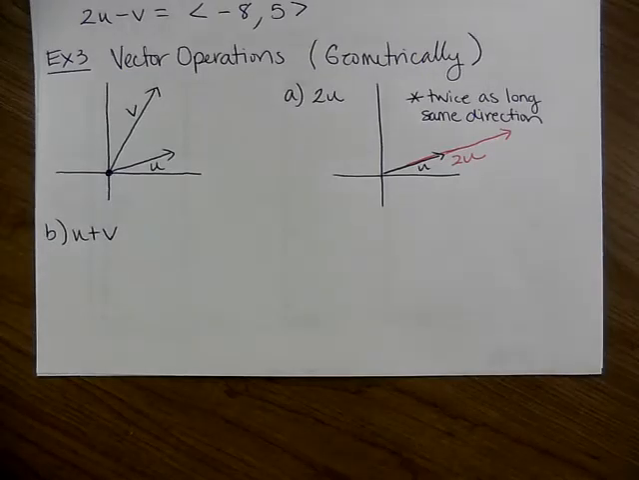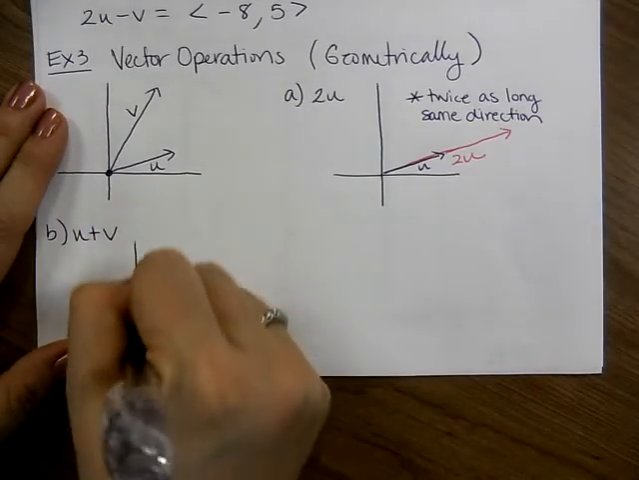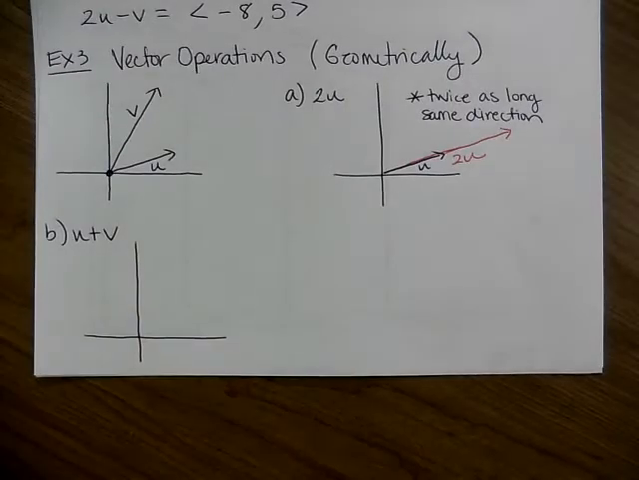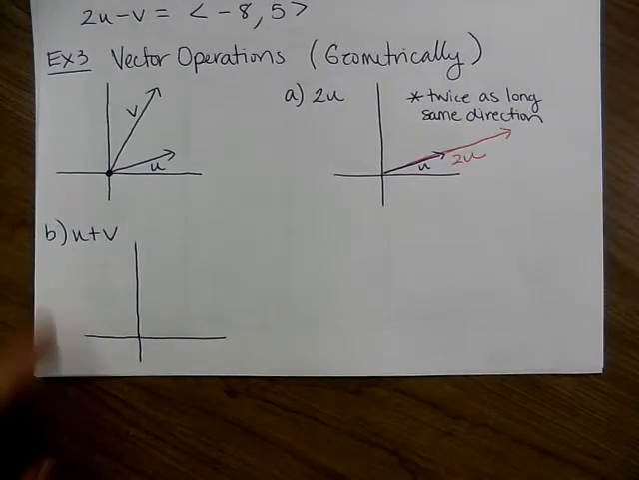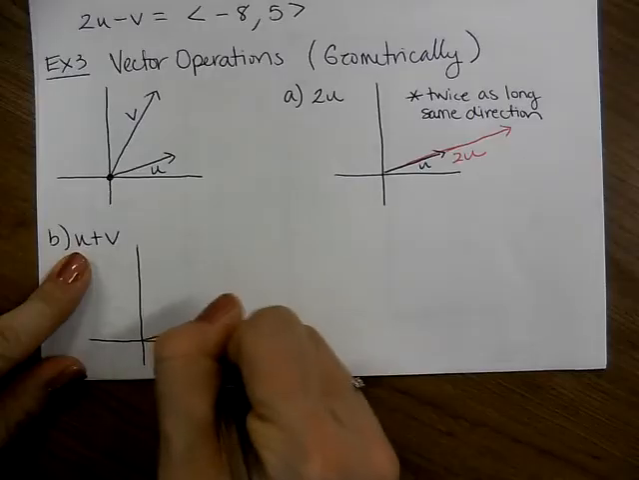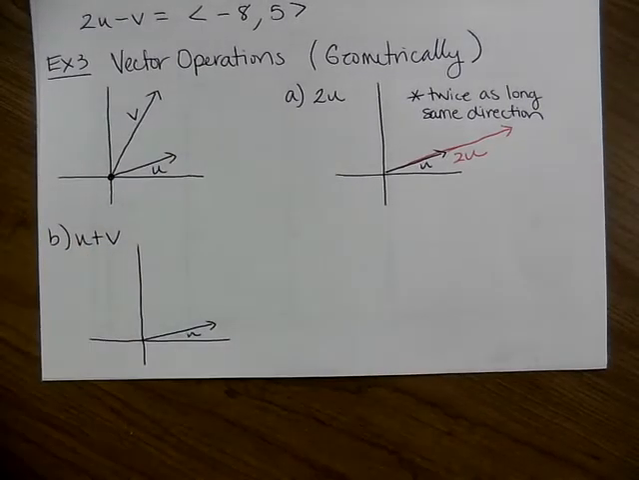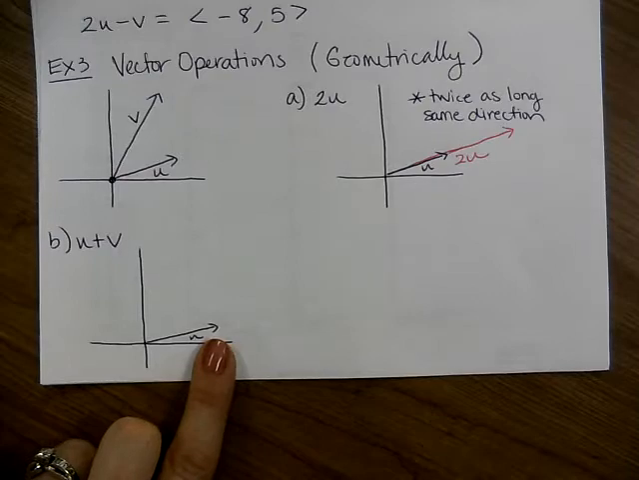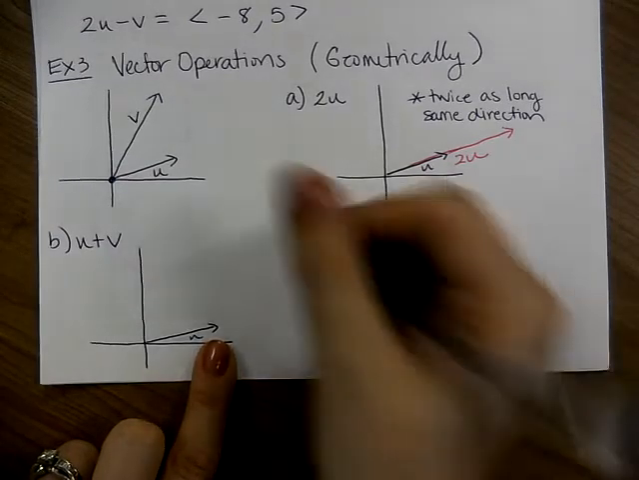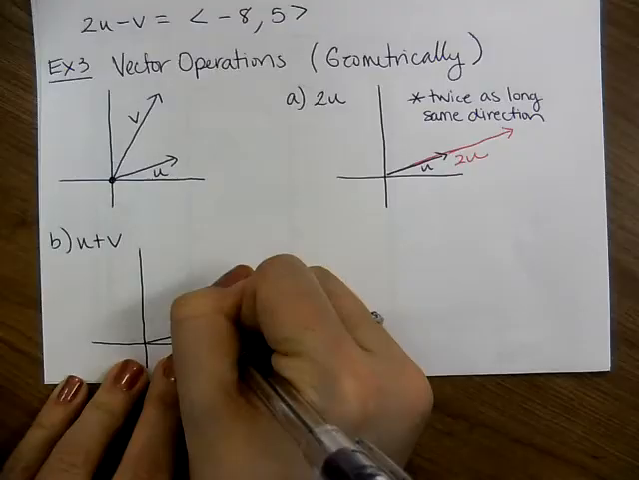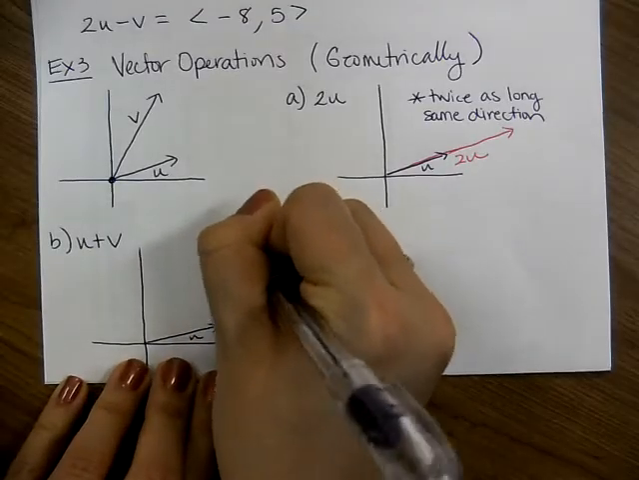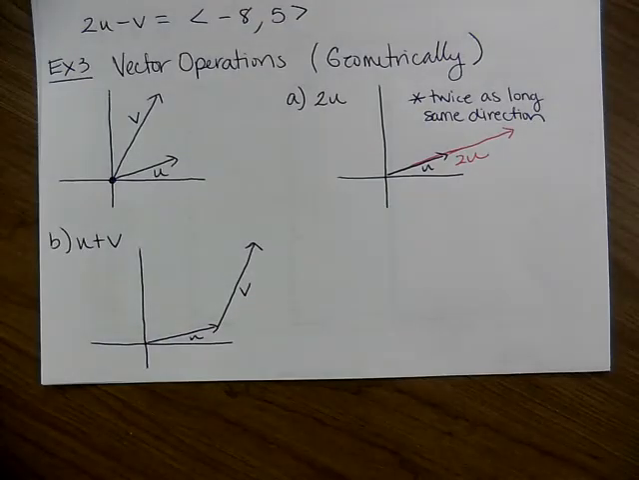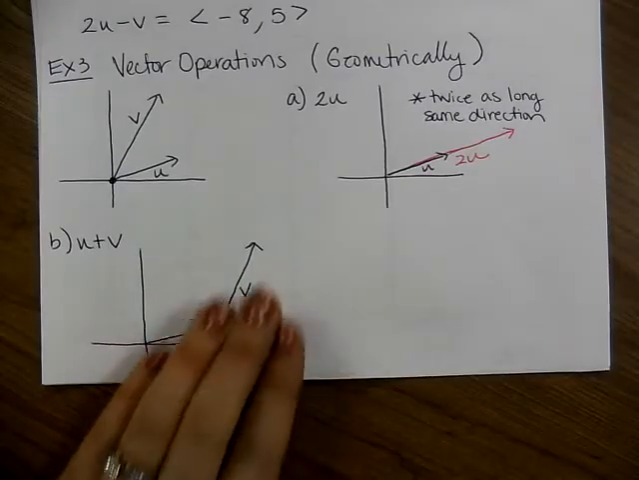Okay? U plus v. So now what you're going to do is you're going to draw u. Okay? So you start with u, because that's what's listed first. So I start with u. And now I'm going to add v to it. So when I add v to it, I have to start here now. So the terminal side of u is now going to become my initial side of v. And then I draw v, how it's shown. So v is like this. Okay, so there's u plus the v.